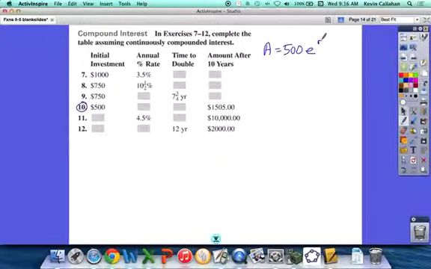e to the RT. I don't know the R. R is a constant, I don't happen to know it yet. I've got to fill in for the constant here. So how can I use the other piece of information that they've given me to find the R? Well, the amount after 10 years is 1505. That's telling you one data point: when t equals 10, A equals 1505. Plug that in.